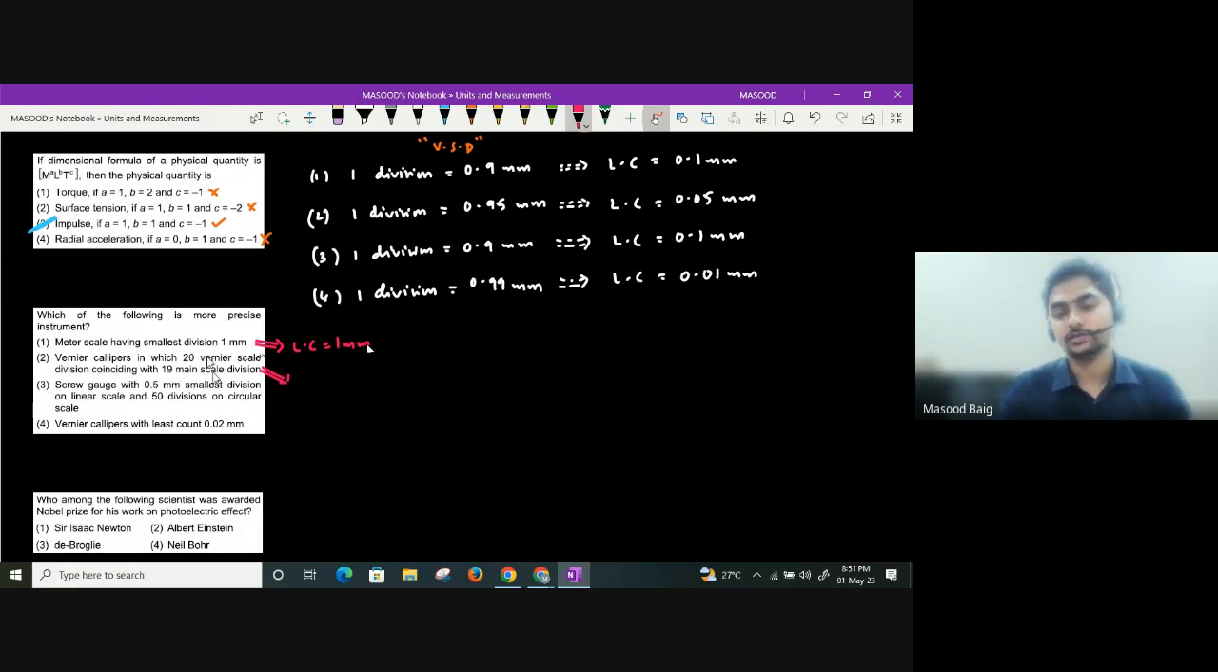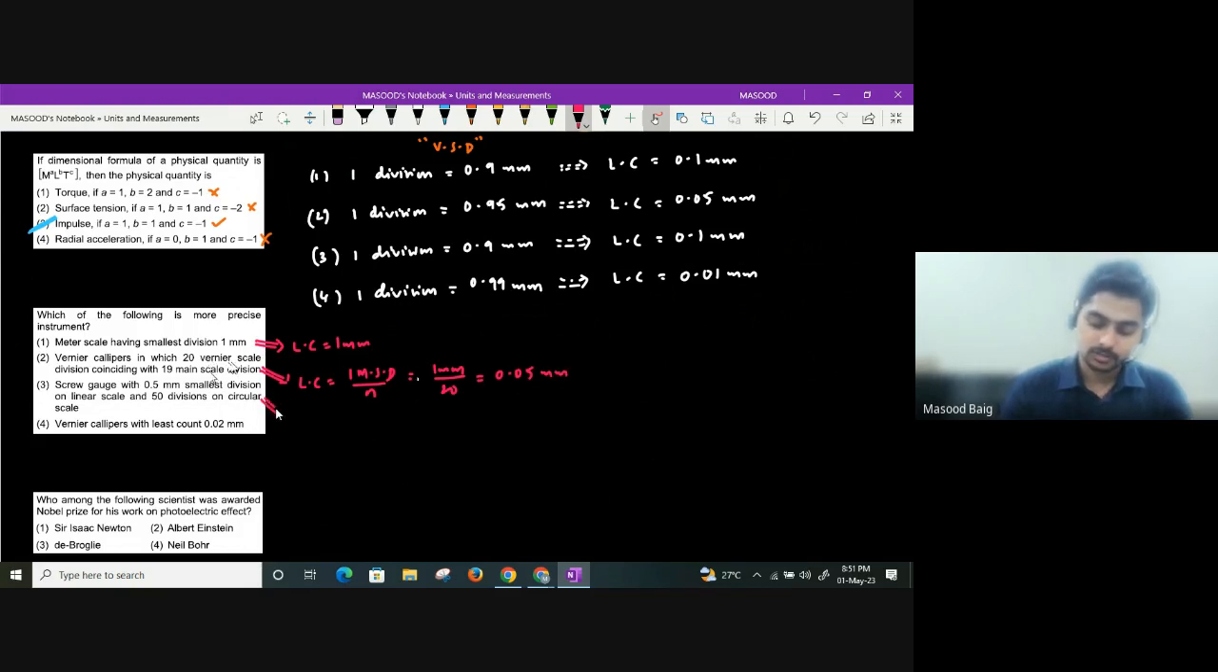In the second case, you see, vernier calipers in which 20 vernier scale divisions are coinciding with 19 main scale divisions. Please tell me, is it a normal vernier caliper or abnormal vernier caliper? It's a normal one only, yes or no? Why? Because n vernier scale divisions are coinciding with n minus 1. So in that case, what will be the least count? I can directly write 1 main scale division divided by n, which is here 1 mm divided by number of divisions, 20. You'll get it as 0.05 mm.